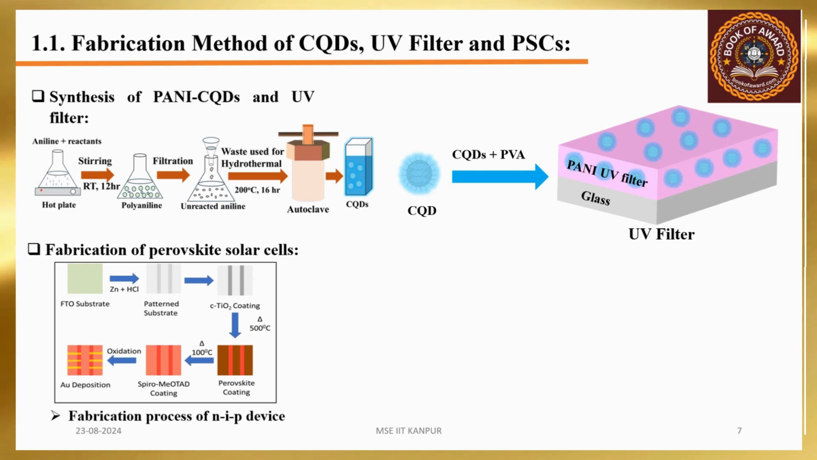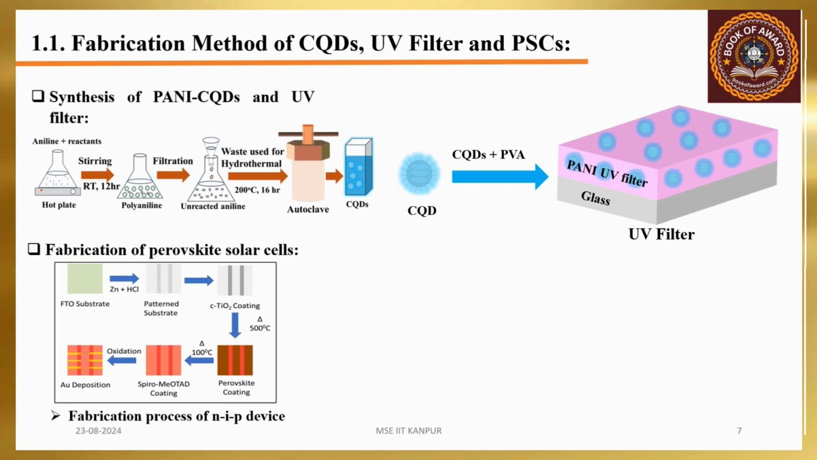And on the layer of compact TiO2, we make the perovskite layer, and this is triple cation perovskite material. And after annealing at 100 degrees Celsius, we get the perovskite film. And on the perovskite film, spiro is deposited, and after deposition of spiro, it is taken for oxidation for 12 hours.